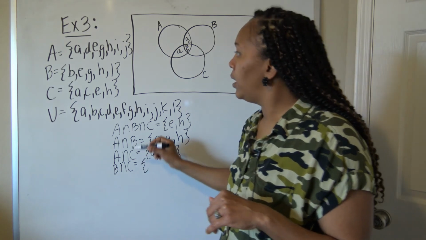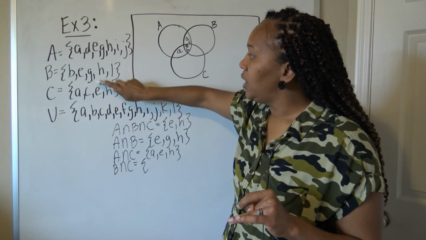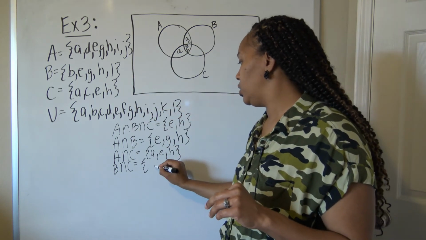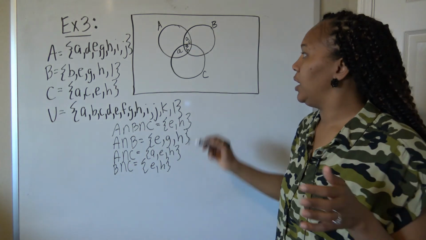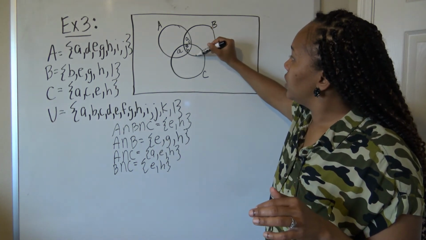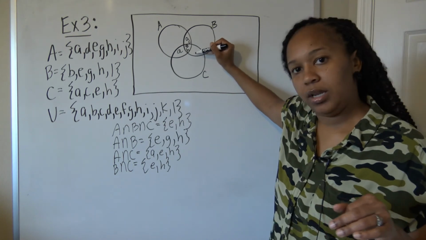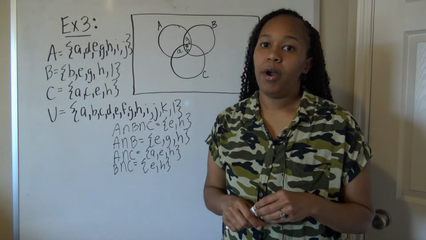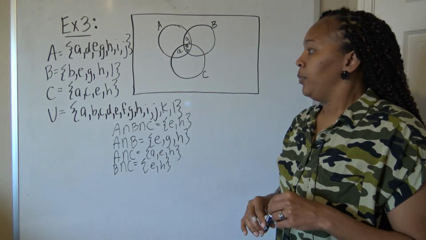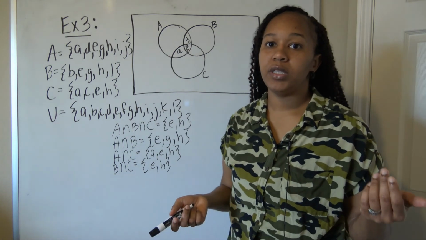And then the last one, you want to see, what do B and C have in common? So B and C, they don't both have A, they don't both have C, they both have E, and they both have H. So B intersect C is the set with just E and H. If you look at the intersection of B and C, it already has E and H in it. That means you don't have to add anything to this region right here, because that's the only overlapping part of B and C.